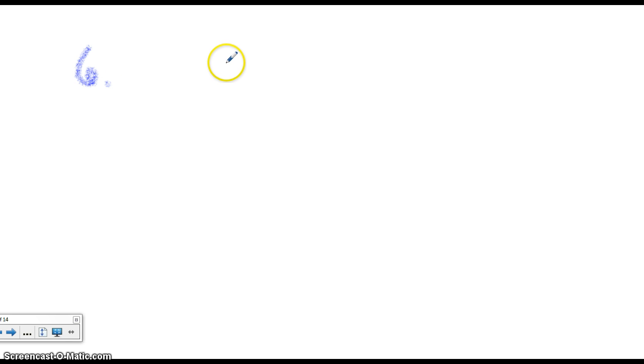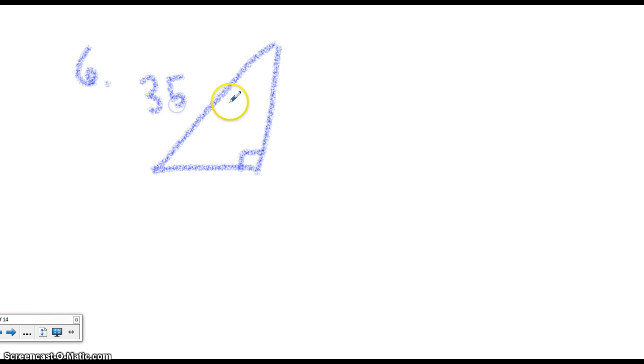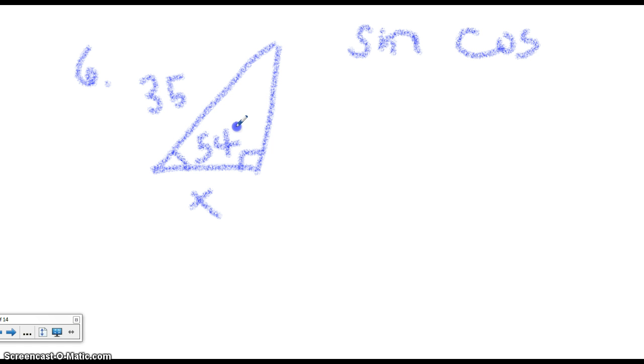Okay, number 6 on that worksheet. We have our triangle here. Hard to draw, nice straight. Okay, here's our right angle. Again, we're dealing with hypotenuse. I know that I'm going to either be working with sine or cosine. Those are the two trig ones that work with hypotenuse. I've got a 54-degree angle here. From the 54-degree angle, this x is the adjacent. Since it's the adjacent, I know that I am going to work with cosine.